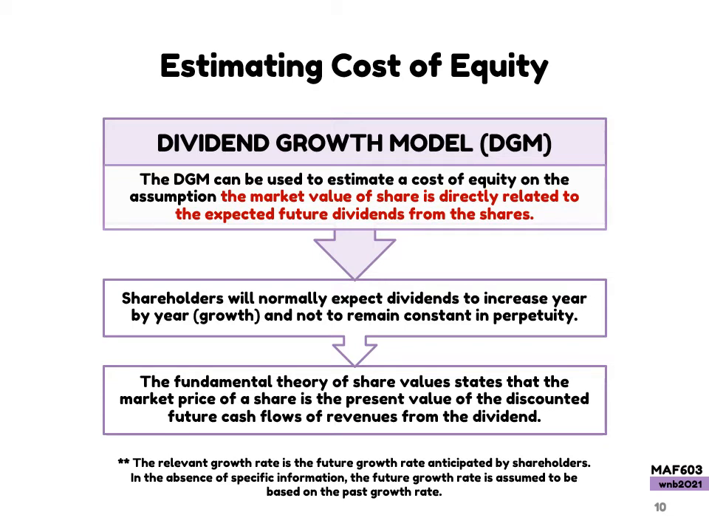Okay. The relevant growth rate is the future growth rate anticipated by shareholders. Kita akan ambil berapa yang shareholders expect the dividend to grow for the next year. In the absence of specific information, like say the question doesn't mention anything about the growth rate, the future growth rate is assumed to be based on the past growth rate. So kita akan ambil je growth rate yang digunakan in the past in order to estimate the future growth rate.